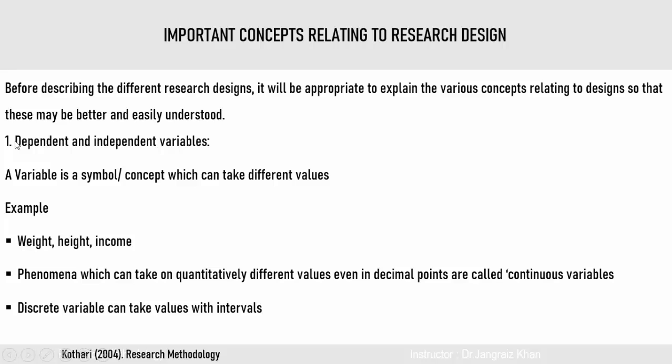The first concept is the dependent and independent variable. We know that a variable is a symbol or concept which can take different values. For example, weight, height, income, price, all these are variables. This is also defined as a phenomenon which can take on quantitatively different values, even in decimal points, and such variables are called continuous variables.